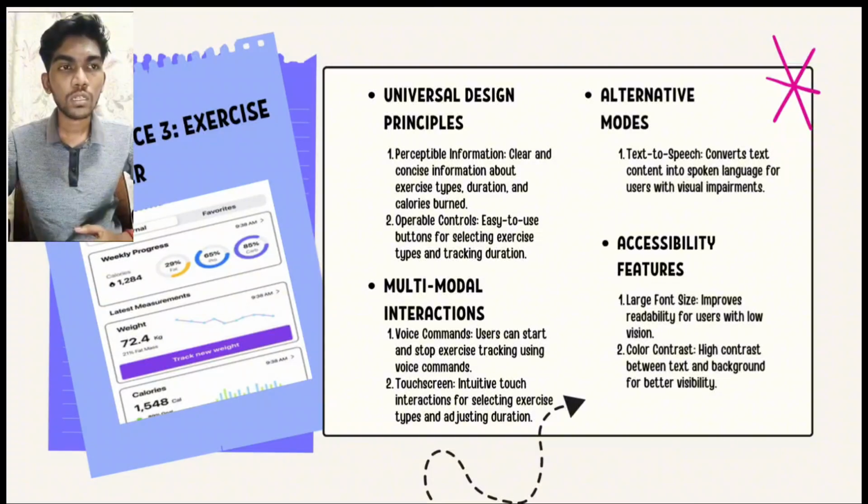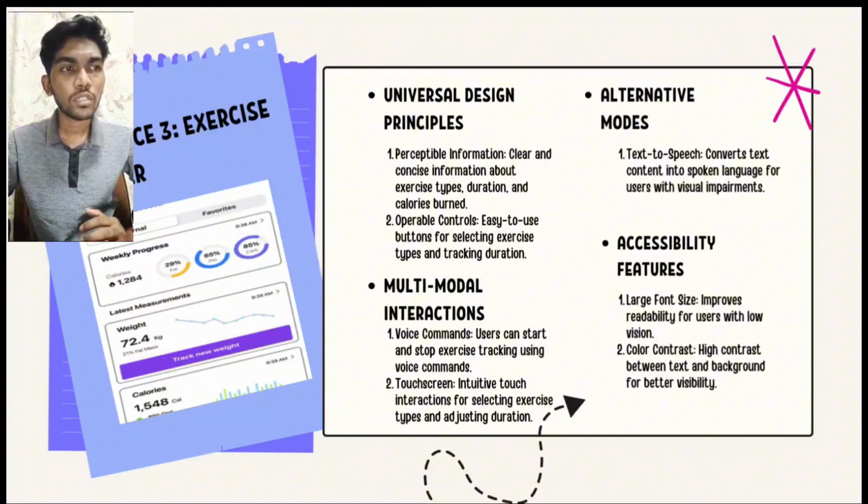So the universal design principles are perceivable information, clear and concise information about exercise types, duration and calories burned, and operable controls, easy to use buttons for selecting exercise types and tracking duration. The multimodal interaction is voice commands, such as users can start and stop exercise tracking using voice commands, and touchscreens, intuitive touch interactions for selecting exercise types and adjusting duration.